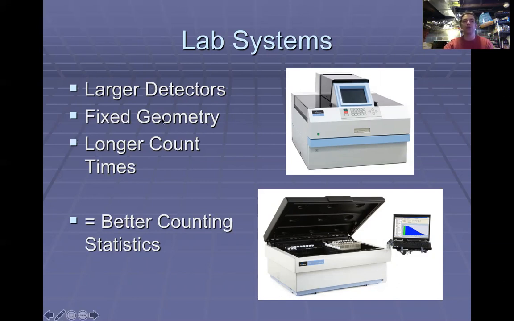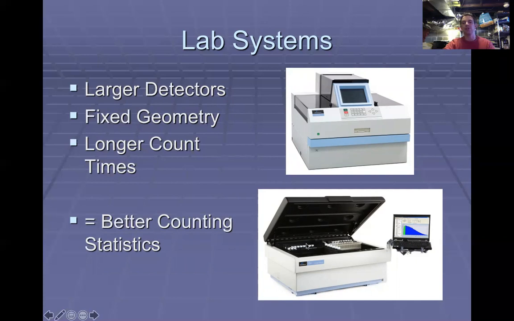Other benefits, the sample stays put. You're not shaking your hand, so you have a more fixed geometry. You can count samples for hours. You can count samples for very, very long times if you need to get to very, very high certainty that what you have is a positive count versus just a natural fluctuation or variation in this equipment. So these systems usually have better detectors. They allow for longer count times that give you a more confident result.